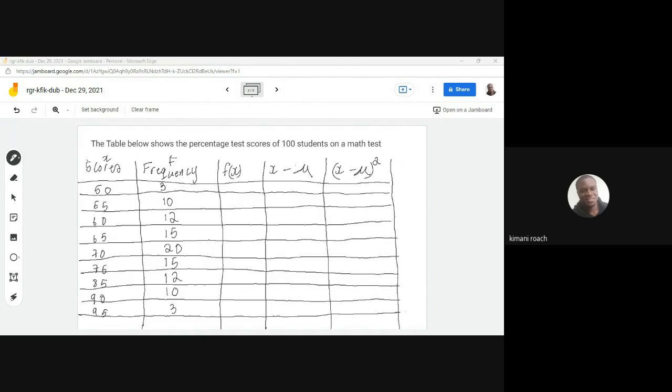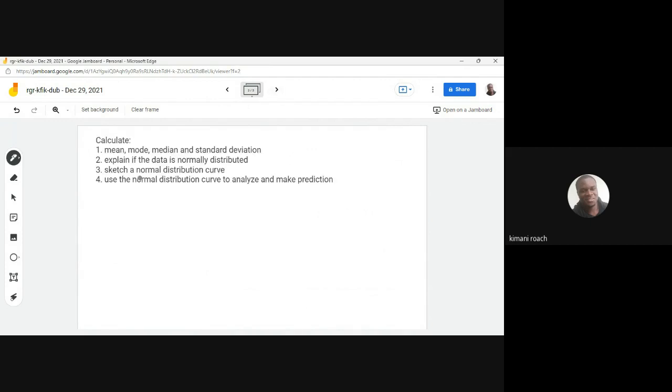So here we have a total of 100 students who did a math test, and these are the scores, the percentage scores. Of course, the total number of students who sat the test was 100. Now, this is what we want to look at today.